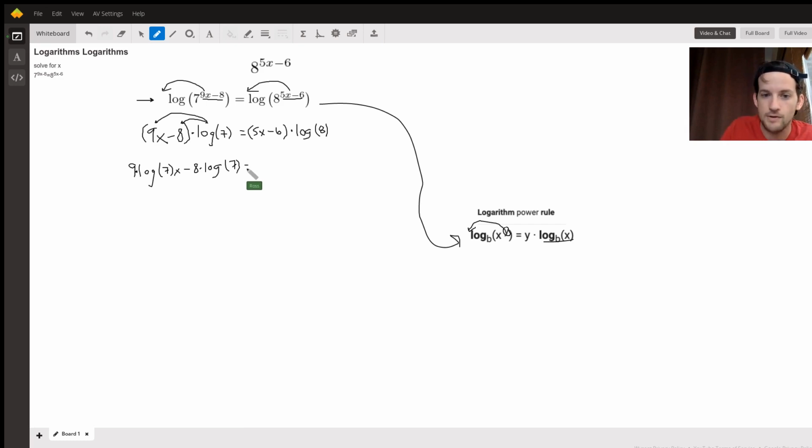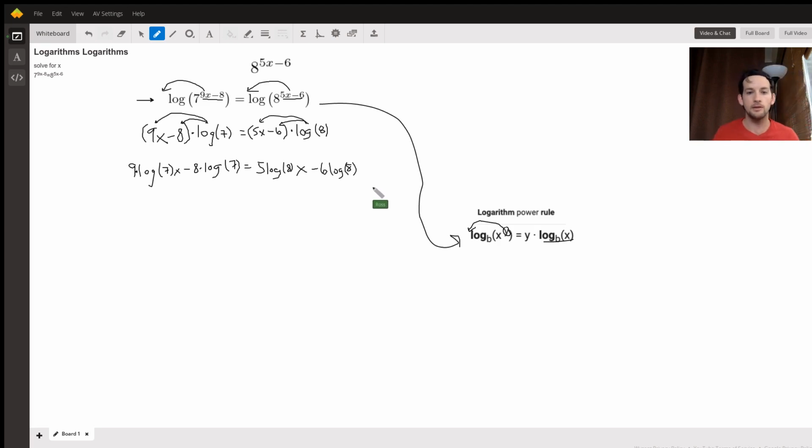All right, next up, we're going to do the exact same thing on the other side. So multiply this log of 8 into the parentheses. So I'm going to put 5 log of 8, again putting those two numbers next to each other, and then times x at the end, and then minus 6 log of 8. And technically that's 6 times log of 8.